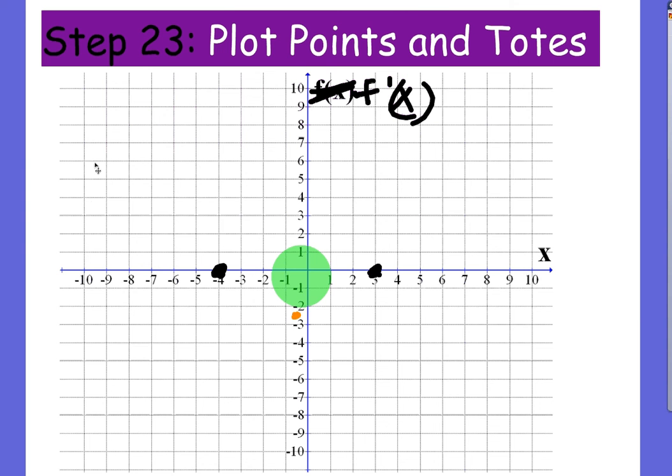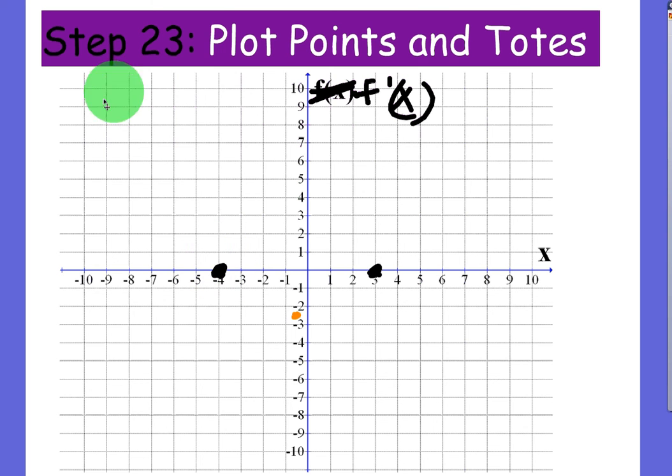And now what? Well, those are the 3 points we figured out. How do we connect these dots? Well, that goes back to increasing and decreasing. It's also going to go back to where the graph of the derivative is going to be above or below the x-axis. So let's review that. Remember, we found that it was going to be above the x-axis from negative infinity to negative 4. So I can safely assume that my graph is going to be up here.